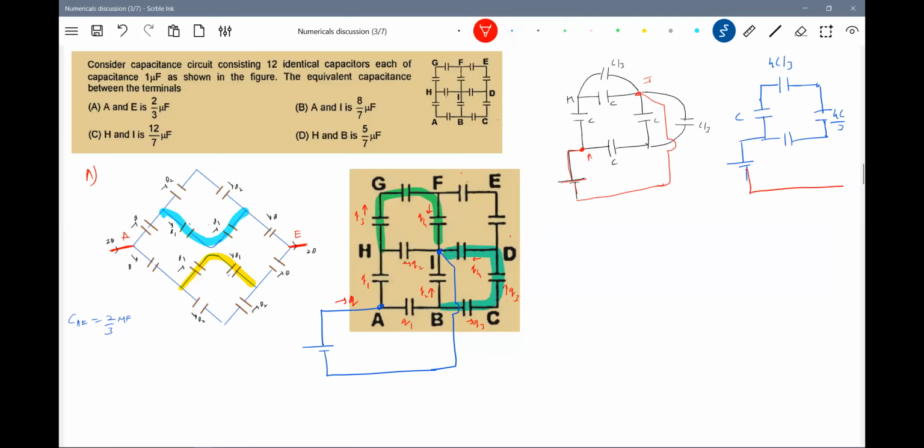The battery symbol will show it here. Not needed. So this is the point A, this is the point I. I think now we can work out. 4C by 3 into, so 4 by 7 plus 4 by 7 will be 8 by 7. We'll get it here. So this, CAI, will be 8 by 7 microfarad.